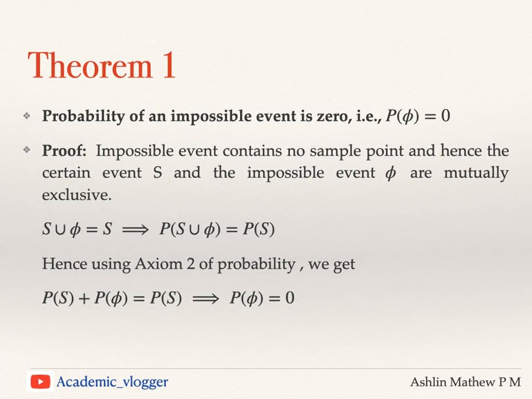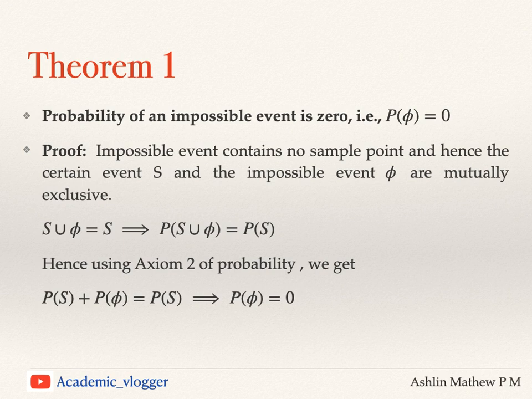So this is the first theorem. The probability of an impossible event is 0. We denote the impossible event by phi. So the theorem is like this: the probability of phi is 0. In order to prove that the probability of phi is equal to 0, we consider this as the proof.